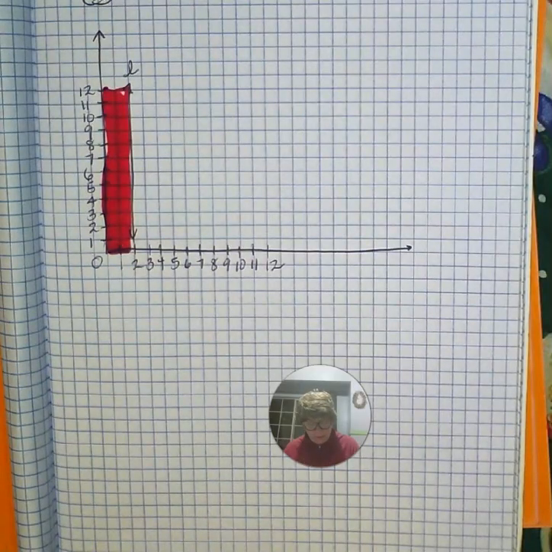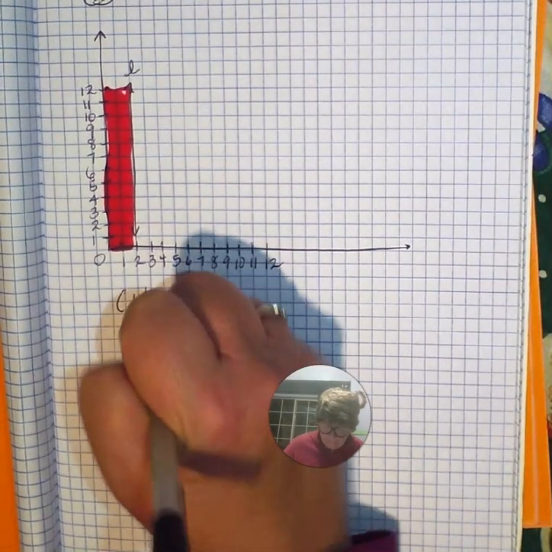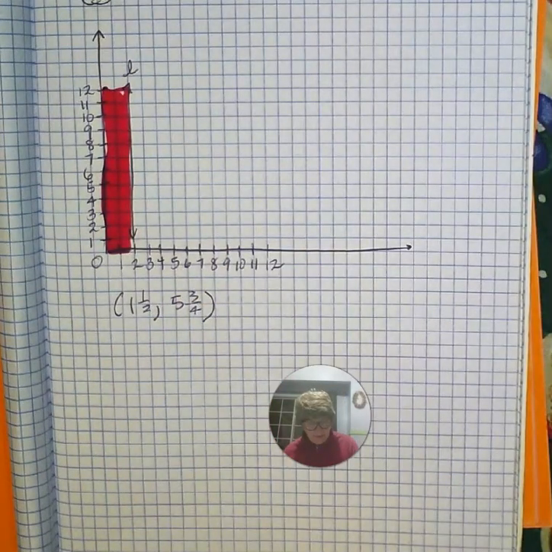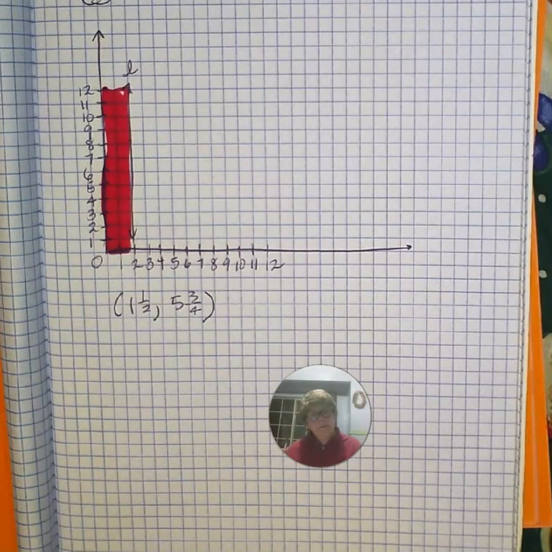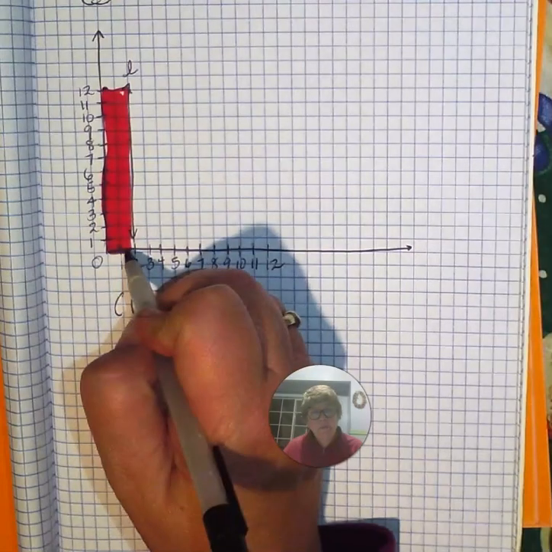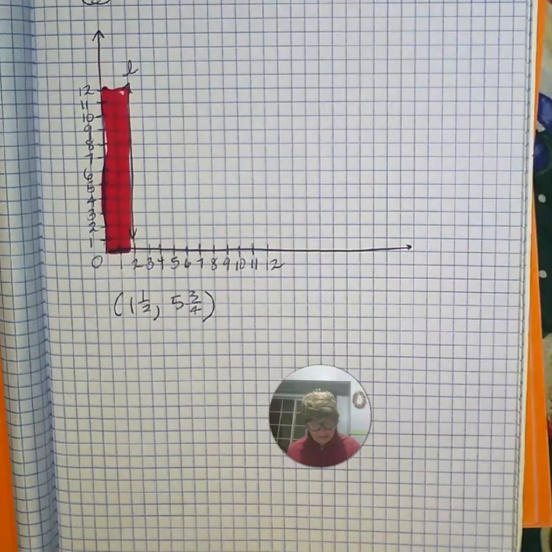All right, so let's think about 1 1/2, 5 3/4. Is it located in the red region of this graph? Can we know without plotting the point? 1 1/2 is our x, so we know that 1 1/2 would be less than 2. So it would be in this red area, right?